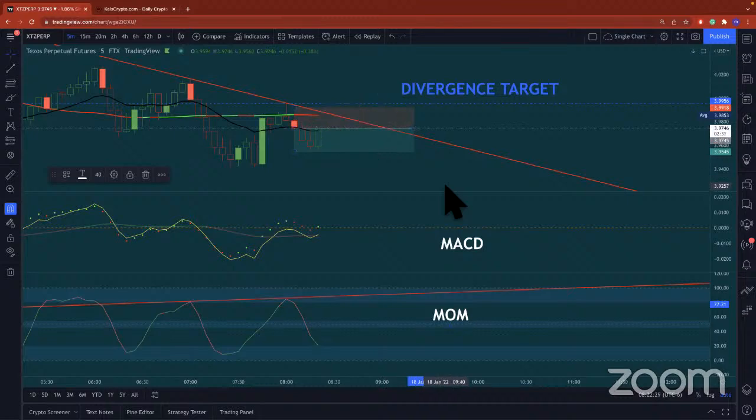Looks like that divergence target is pulling that price back up. So hopefully, if you did take that trade, you took your profits. It's pretty good profits.